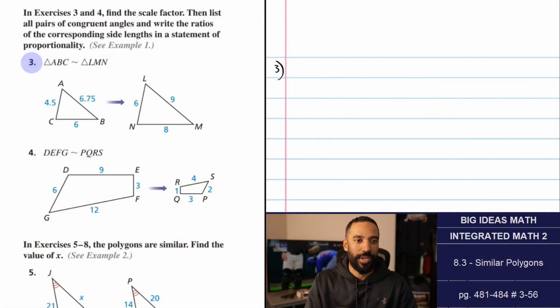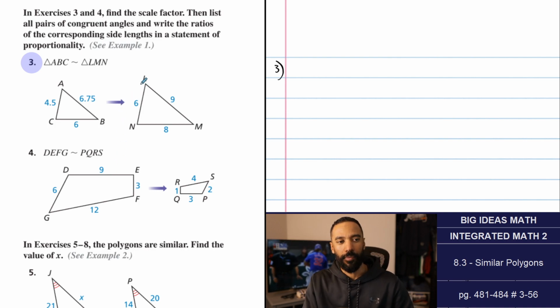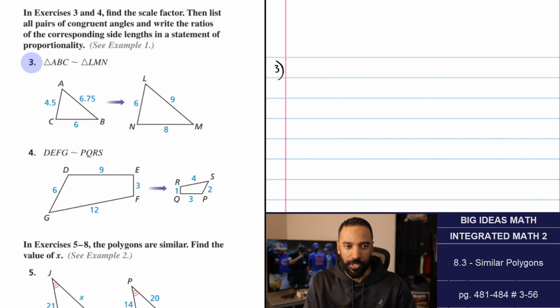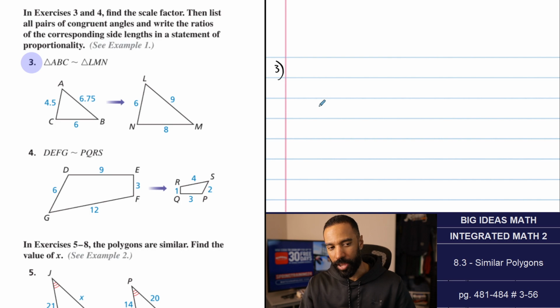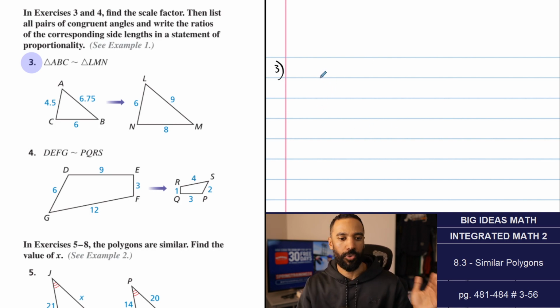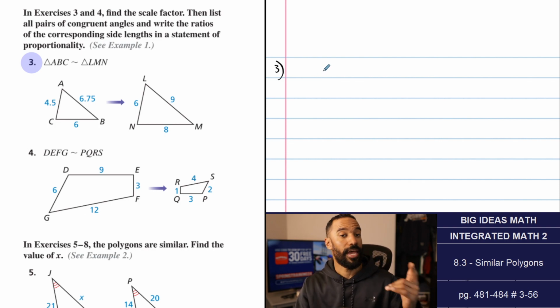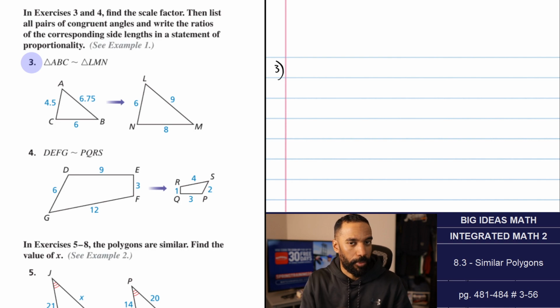In exercises 3 and 4, we're going to find the scale factor. Then we're going to list all pairs of congruent angles and write the ratios of the corresponding side lengths in a statement of proportionality. Okay, so I'll leave the figures over there, and I'll go ahead and write some things over here. In finding the scale factor, we have to make sure we identify which parts correspond based on the appearance and, probably more importantly, based on the comparisons of side lengths.